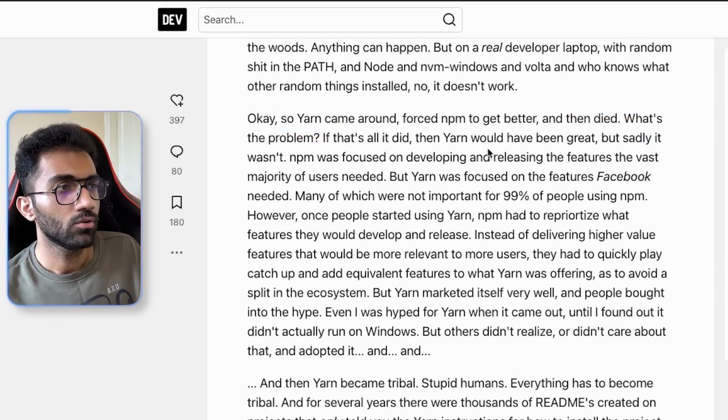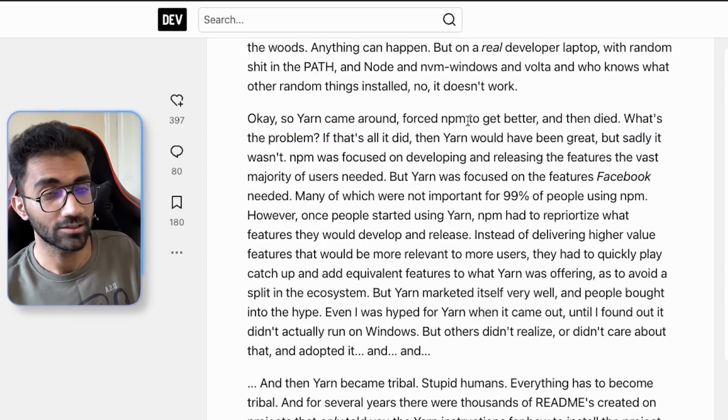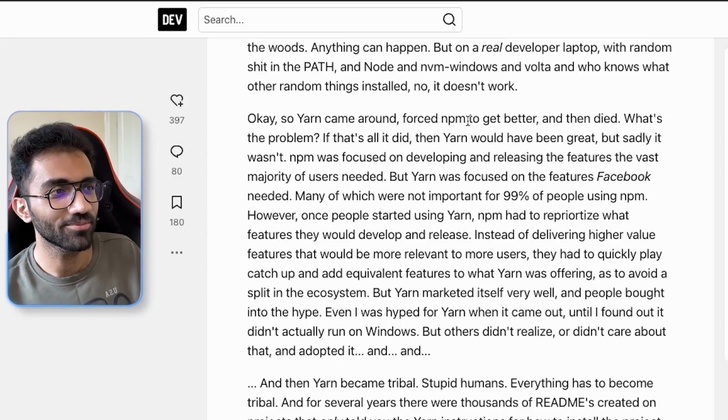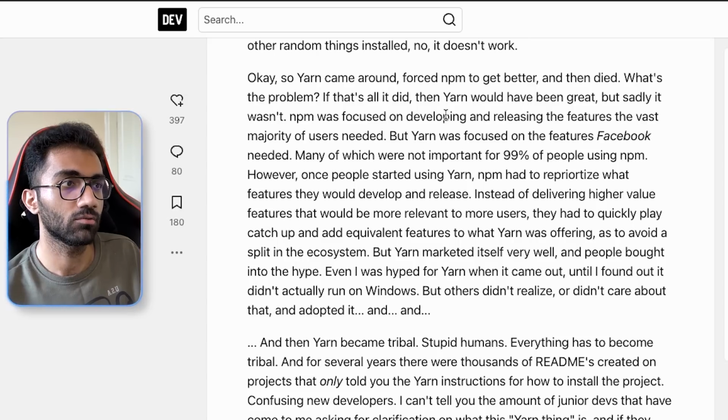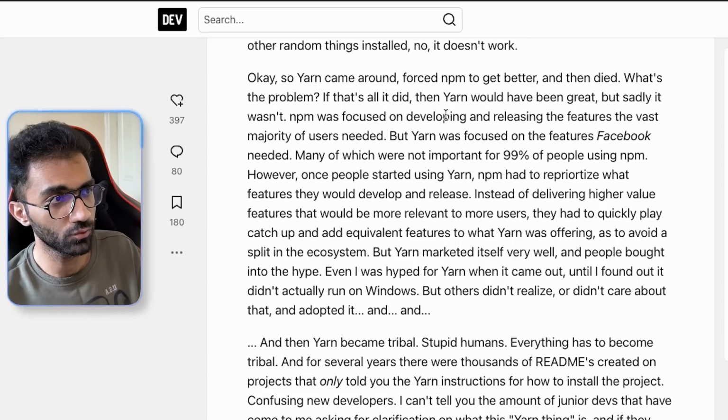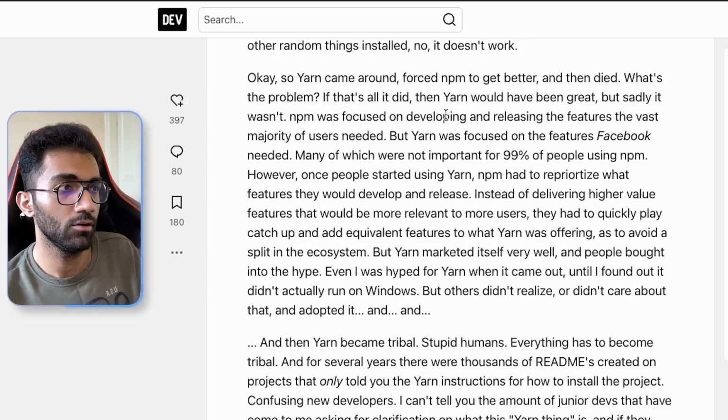Okay, so Yarn came out, forced NPM to get better, and then died. It's not dead, but okay. What's the problem? If that's all it did, then Yarn would have been great. But sadly, it wasn't. NPM was focused on developing and releasing the features the vast majority of users needed, but Yarn was focused on features Facebook needed, many of which are not important for 99% of people using NPM.